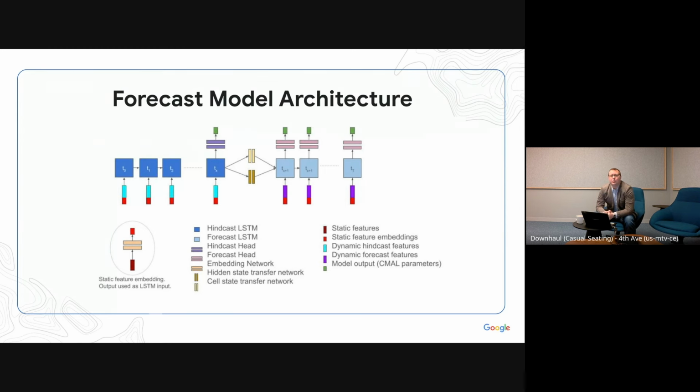Basically, this model uses two LSTM networks that run over a time series of input data, the dark blue and the light blue networks. Each box is one particular cell of the LSTM, so one particular time step of the LSTM.